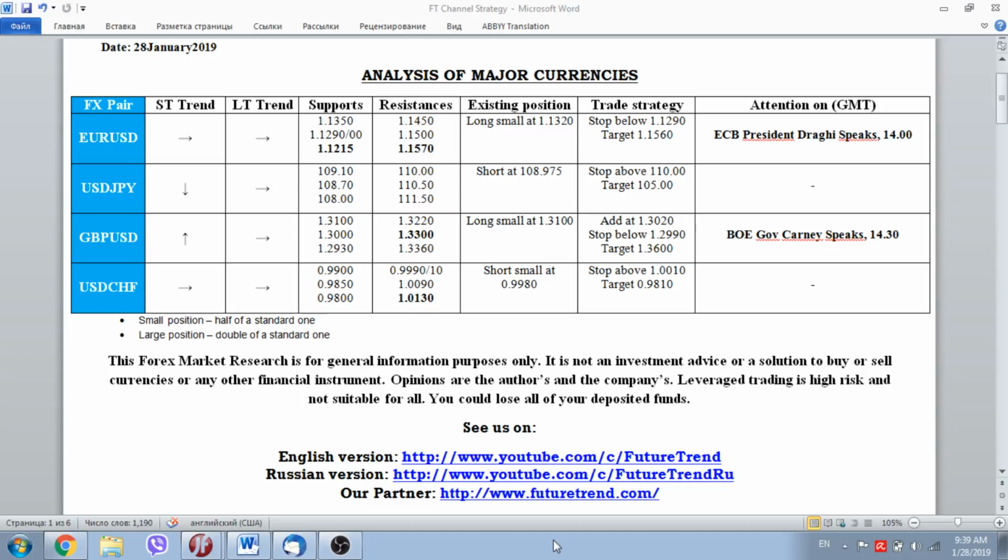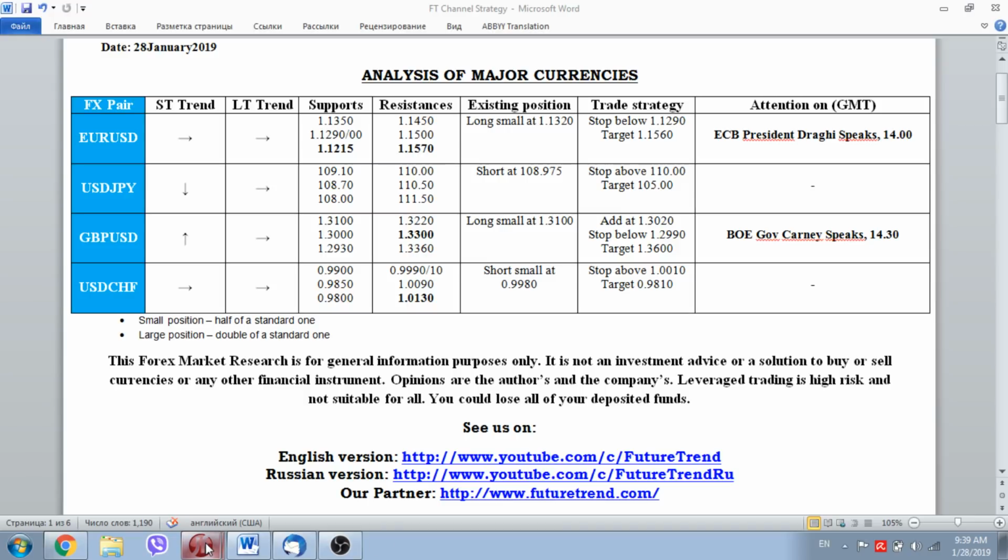Now we are ready to acquaint you with our technical point of view of how to trade major currencies. As you can see, we have positions in probably the four most liquid foreign exchange pairs, and all of them are against the dollar. I mean that all of them are short the United States currency.